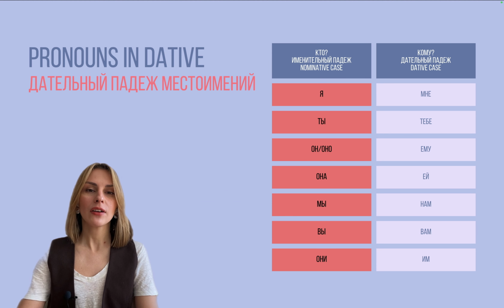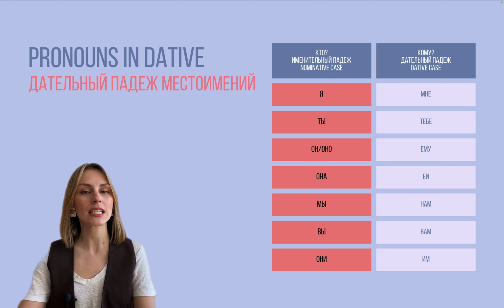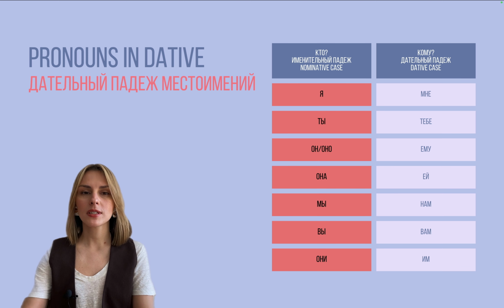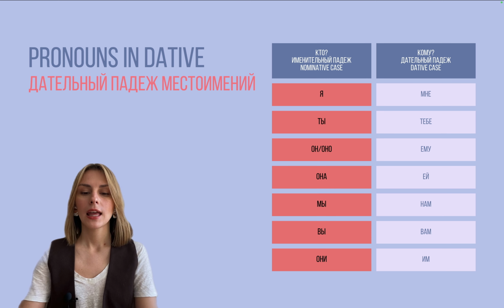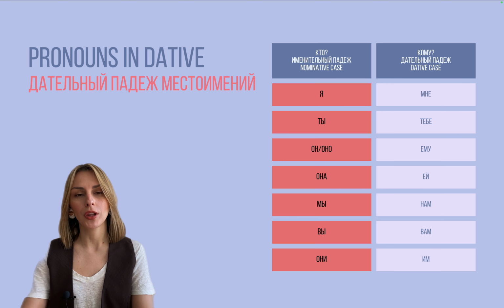And today we will have a look at how we change the forms of pronouns in dative case and nouns in dative case. Because sometimes we name the object or we name the recipient, or sometimes we use a pronoun instead of a noun. So we start with pronouns.